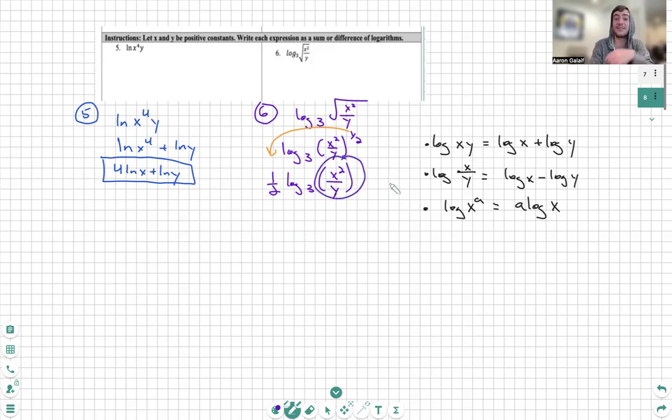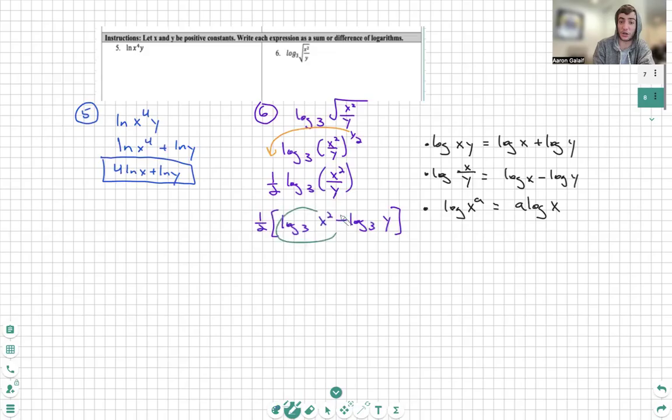Now I see a division. So we're going to apply the second rule, the subtraction. We have to be careful because that 1/2 will apply to both of these. So we need to put this part in parentheses or brackets. So I will put the 1/2 on the outside, bracket, log base 3 of x squared minus log base 3 of y. That takes care of the division because it became a subtraction.